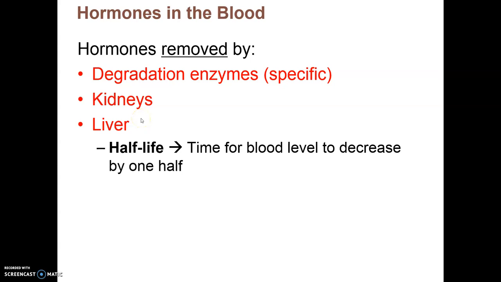Each hormone has a half-life. So what is the half-life? Half-life is the time for the blood level to decrease by half. That means how long it will take to decrease the level of a hormone by half. That is known as half-life. It can be minutes, hours, days or years.